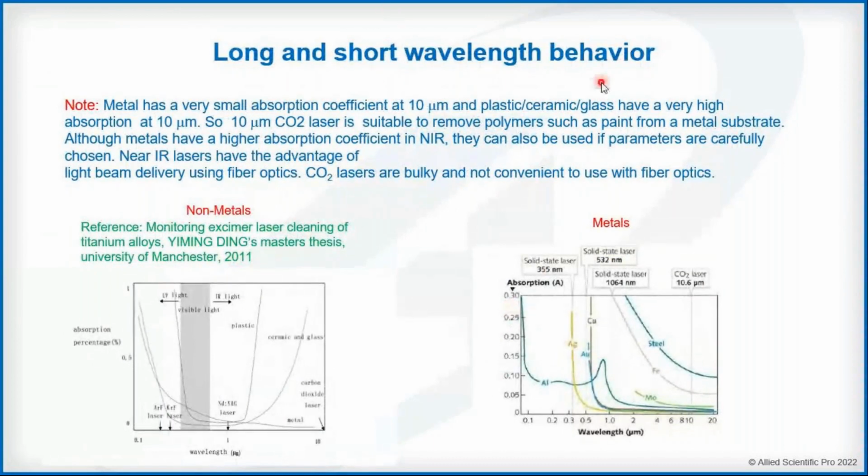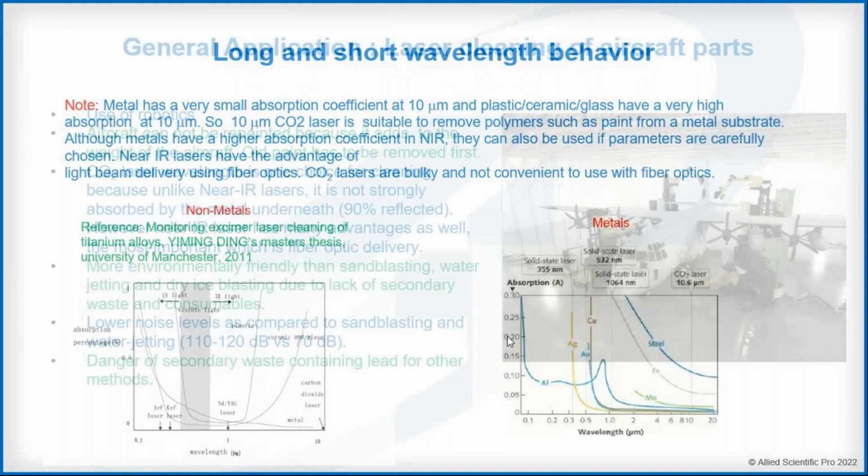Also, there is the long and short wavelength behavior. We talked about this a little bit at the beginning. For example, for metals, you can see at long wavelengths, mid-IR wavelengths, the absorption coefficient is very small, but say for aluminum, near IR becomes larger. For dielectric material like plastic, ceramic, and glass, the absorption coefficient is very high at 10 micron, but it gets very small at near IR. So these are some of the things that one has to consider when you're cleaning: what is the absorption coefficient of one material on what substrate.